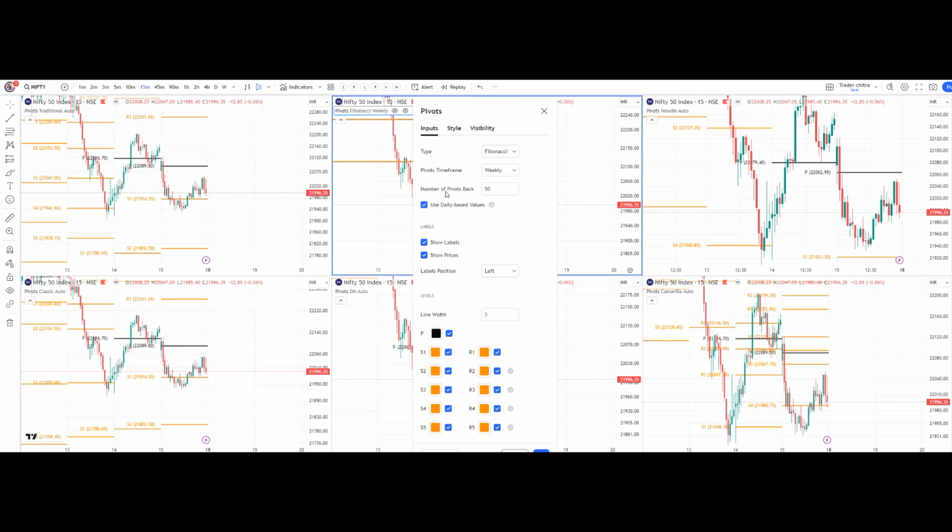And also, the number of pivot back is like the history level of support and resistance and P level, which will show for the past 50 days. Okay, so that is the meaning of number of pivot back.